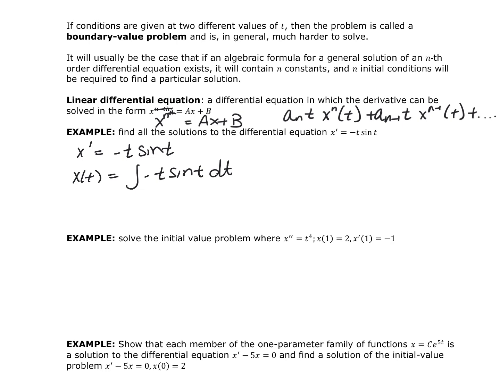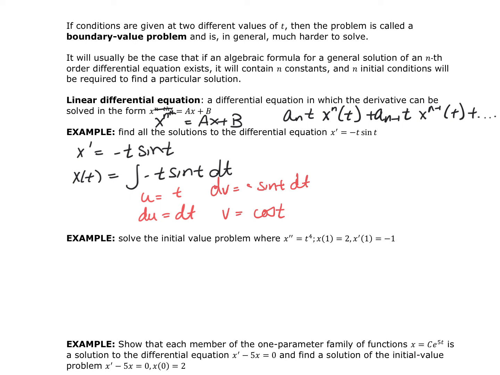And as we know from calculus 2, this is integration by parts, where u is equal to t and du is equal to dt, and dv is equal to negative sine of t dt. That means v is equal to the cosine of t.